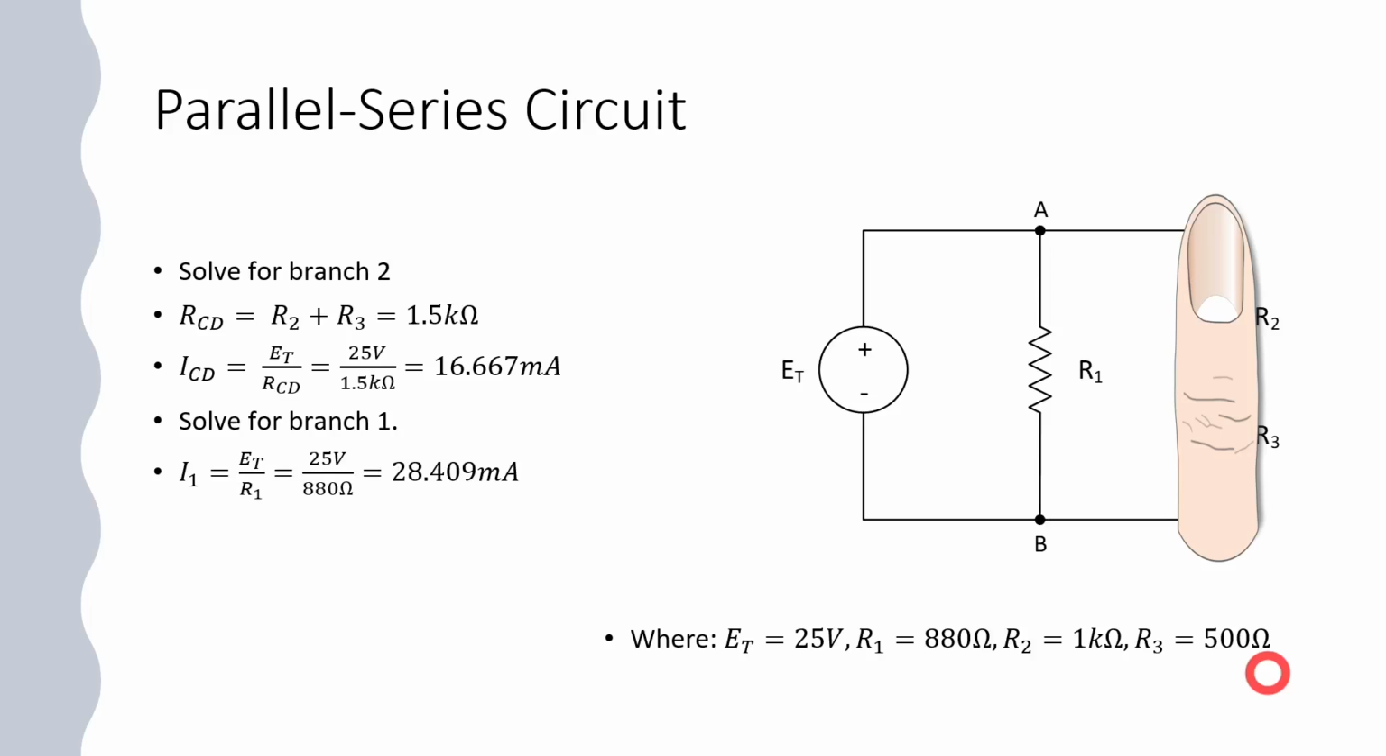So we want to get the current through there. We don't have to solve for the branch resistance because it's only one resistor. So we're going to use our total voltage divided by our branch resistance, 25 volts divided by our 880 ohms, and that's going to equal 28.409 milliamps. Okay.